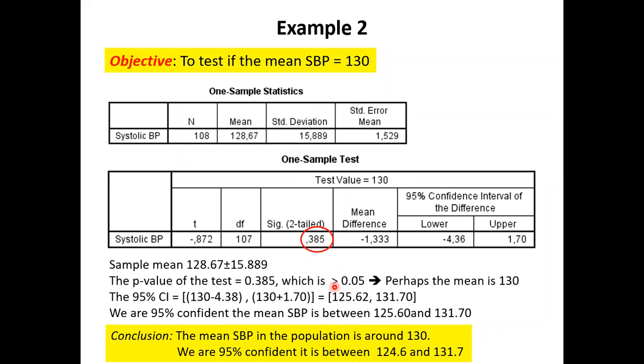0.57. Is it more than 0.05? Yes. Perhaps the mean is still 90. What's the lower limit? What's the upper limit? Now add together 90 plus this, 90 plus this. So what's the interval?